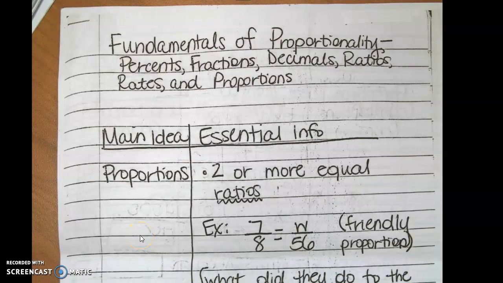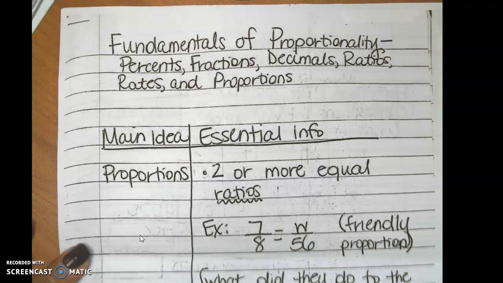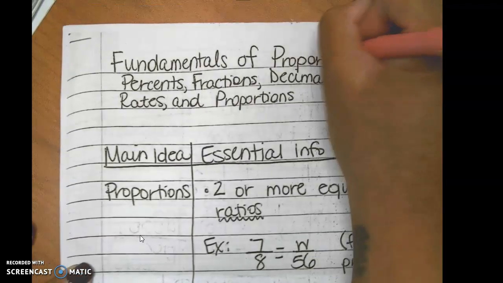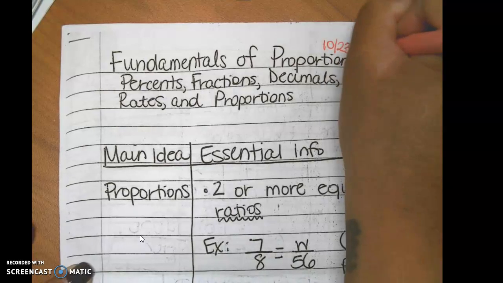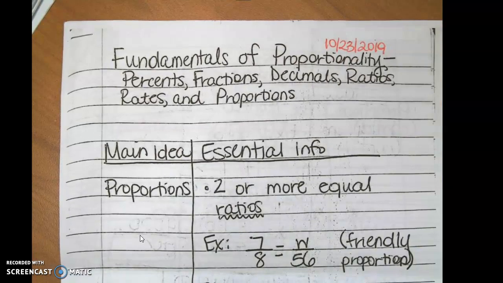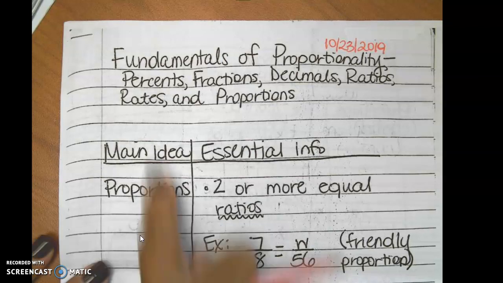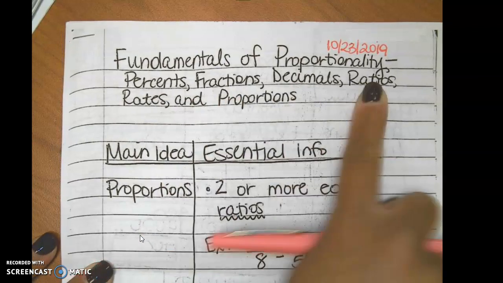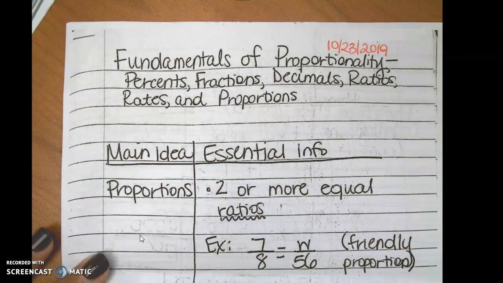All right, so as we begin this new unit about proportionality and proportional relationships, I have given you a set of notes. It was given on October 23rd, 2019, and it's several pages of a lot of information that we need to know for successfully completing this unit. So it talks about percents, fractions, decimals, ratios, rates, and proportions.